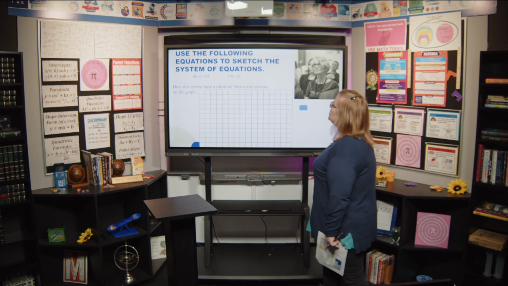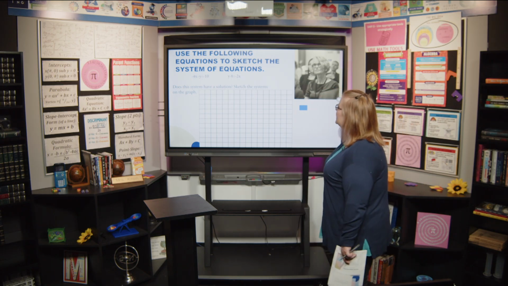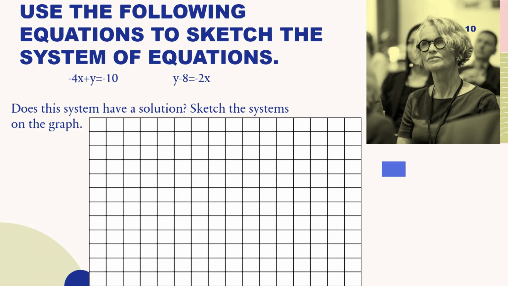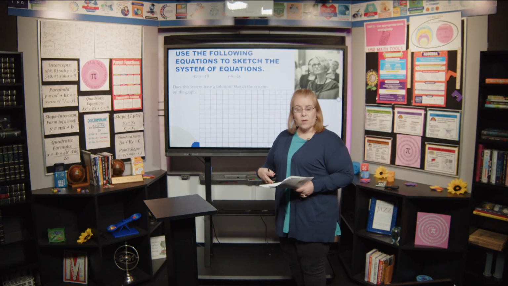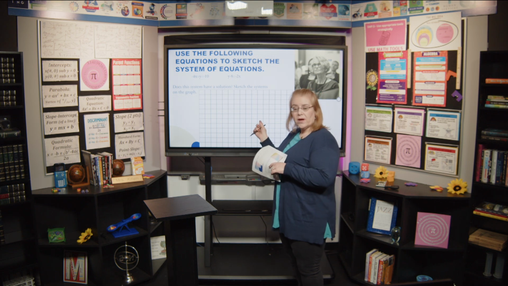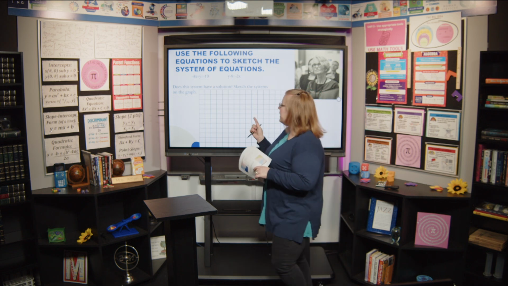Use the following equations to sketch the system of equations. I've got negative 4x plus y equals negative 10, and y minus 8 equals negative 2x. Does this system have a solution? Sketch on the graph. Since we're using this graph, I need to get them into our form, y equals mx plus b. So you work on your paper as I work up here, and let's see what we get.